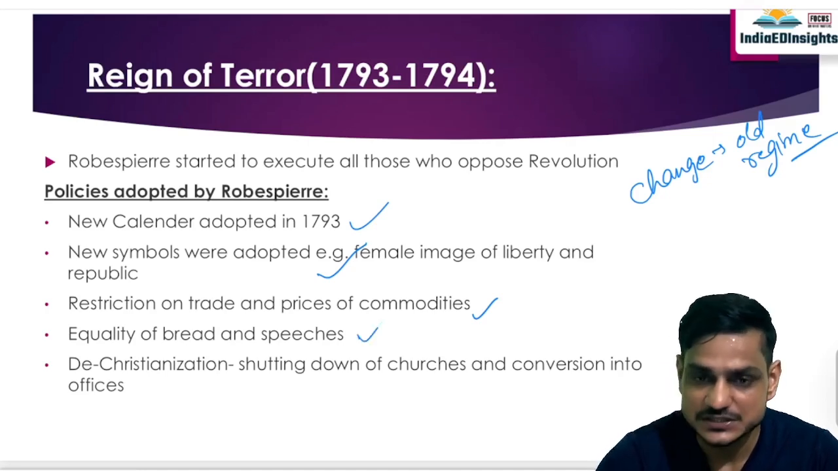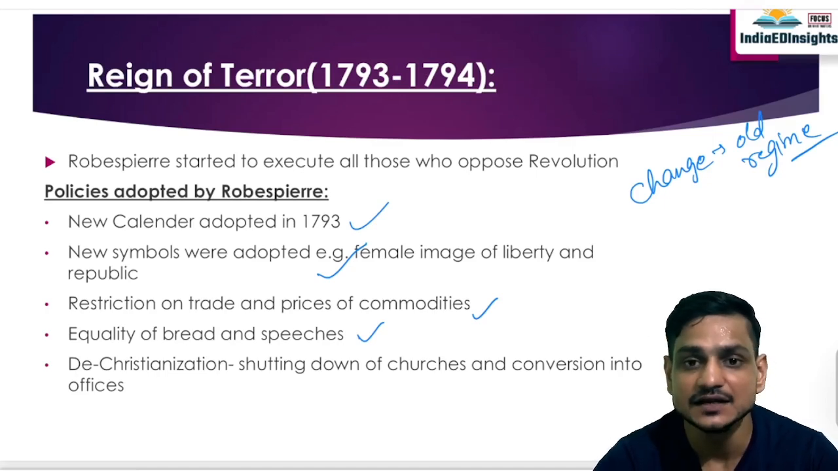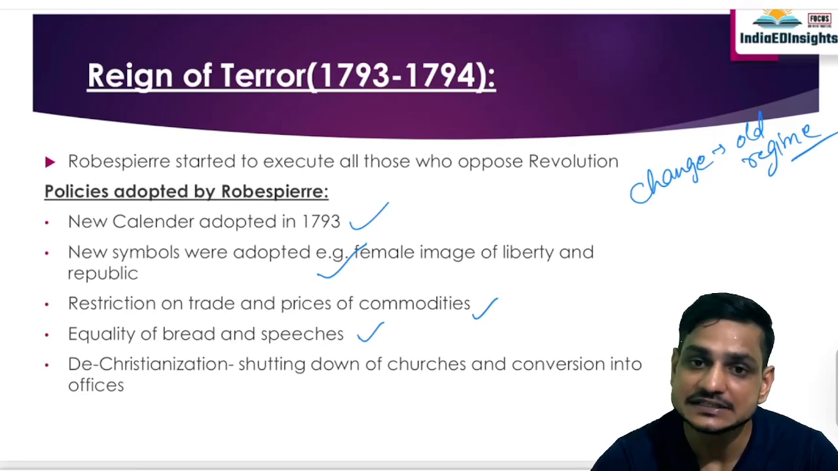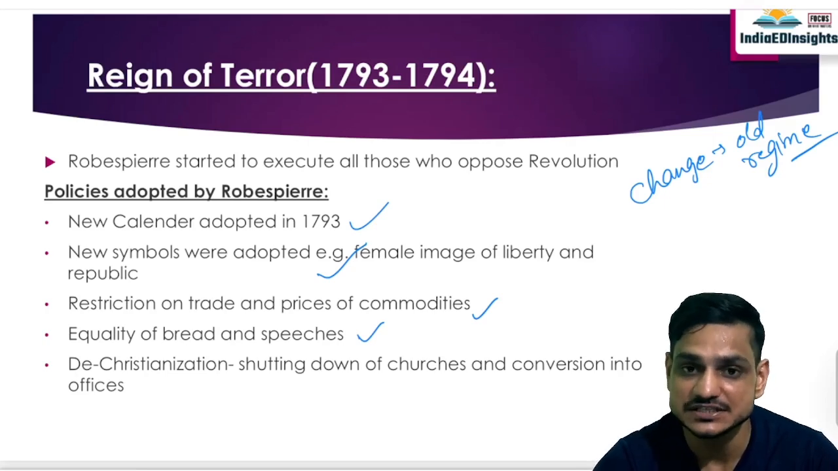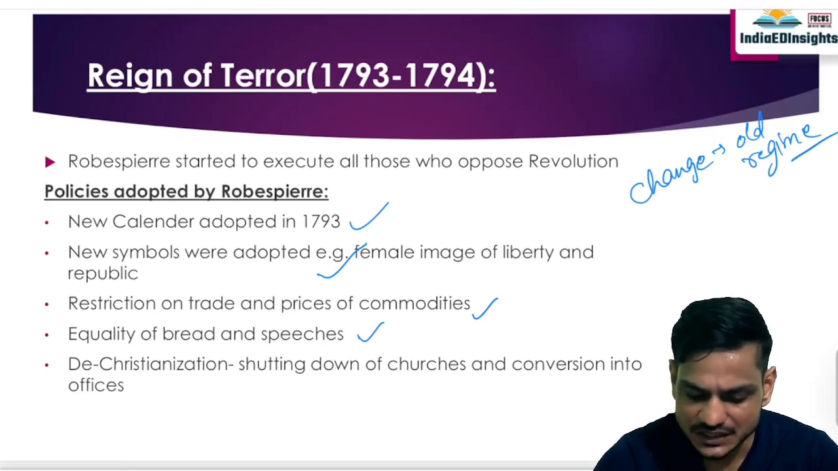Equality of bread and speeches means all the members of the society, even rich and poor, will get the same bread, the same food. They will eat the same food. They can speak the same words. No one is above in the society, no one is below in the society, if we consider food and speeches. Next one is de-Christianization.